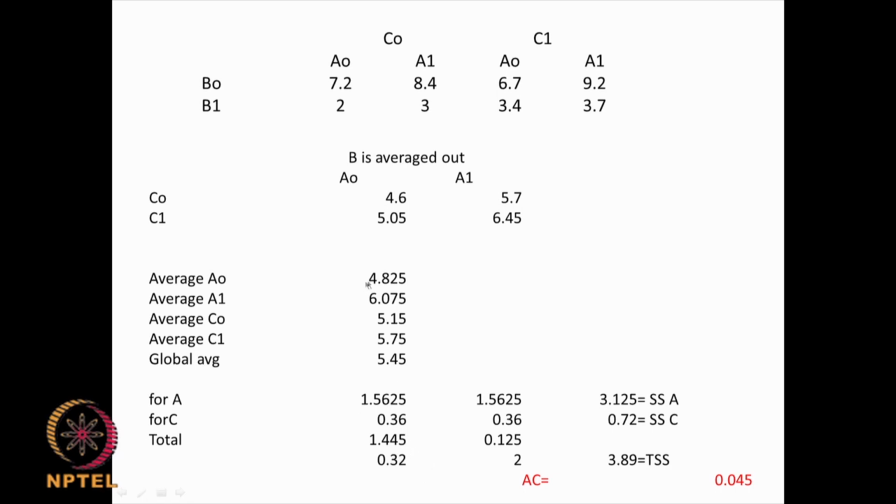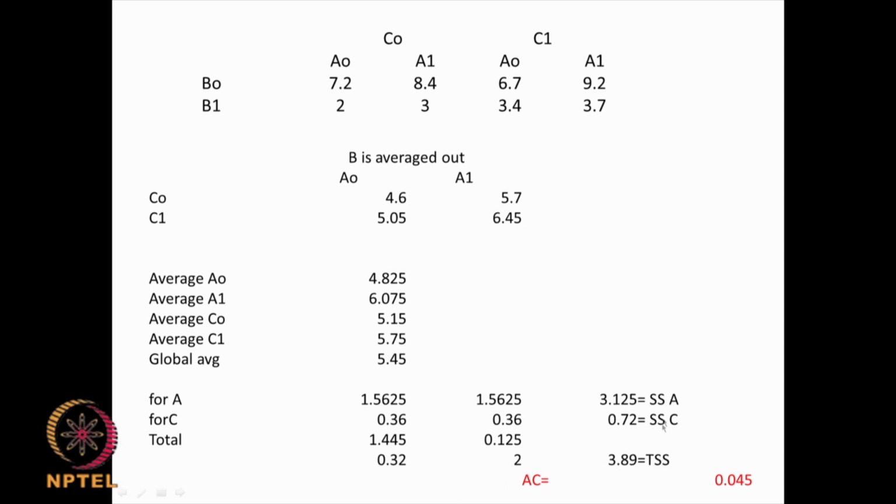Here I will get the average for A naught, average for A1, average for C naught, average for C1, and the global average. Then for A, how do I get it? This minus this, squared, multiplied by 4. Then how do I get the total? I will take this 5.45 minus 4.6 squared but multiply by 2, do not forget this. So I will get 4 terms which I add up to get the total sum of squares.